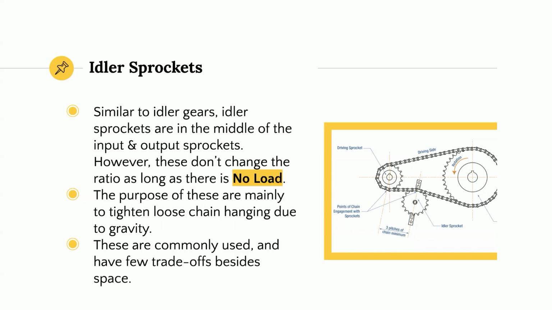The purpose of these is mainly to tighten loose chain hanging due to gravity. These are very commonly used and have few trade-offs besides space. So honestly, for most mechanisms, unless the sprocket sizes are similar in a way that causes very little loose chain, I recommend having an idler sprocket just to make sure everything is tight. In this case on the right, we have an adjustable one, which allows them to make it looser to take the chain off, as you can see by that sliding thing behind the idler sprocket.